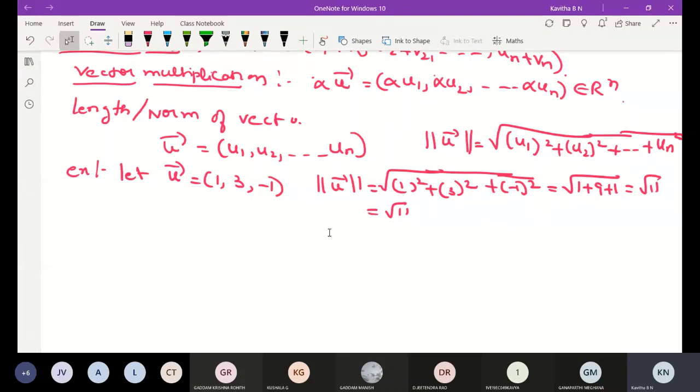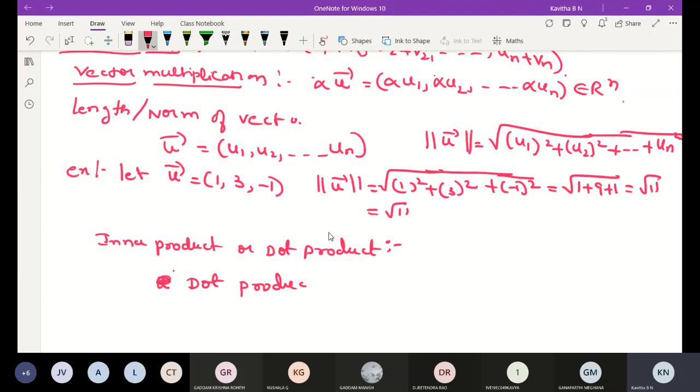Then next, inner product or dot product. How to find the inner product? Here the dot product is nothing but U transpose dot V. This is what we call an inner product.